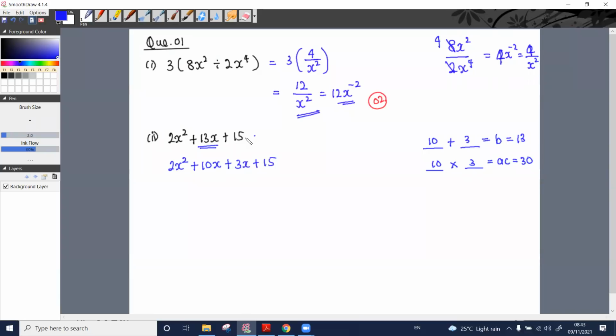Right. Then we need to couple them. If we take the first two terms, what is the common factor?